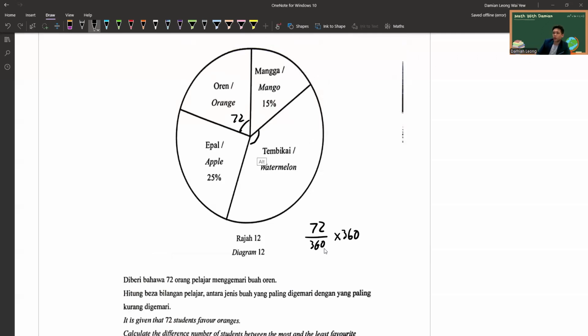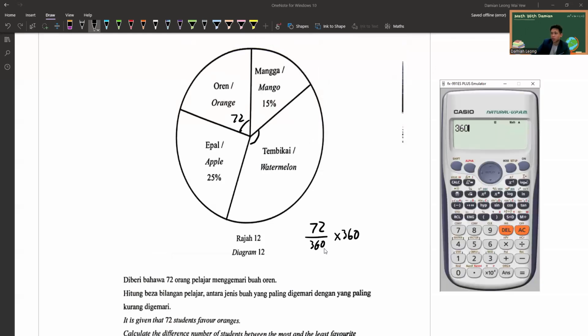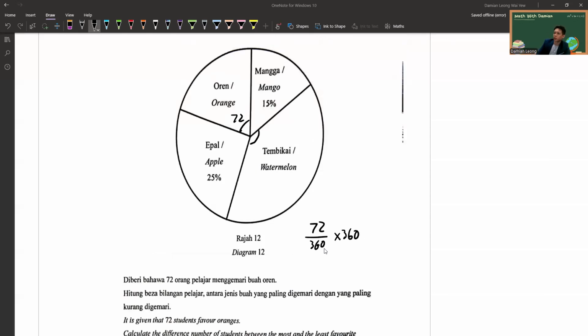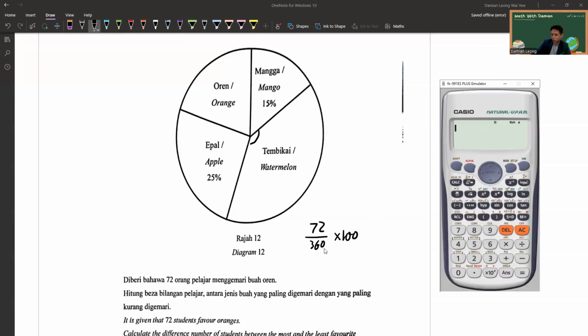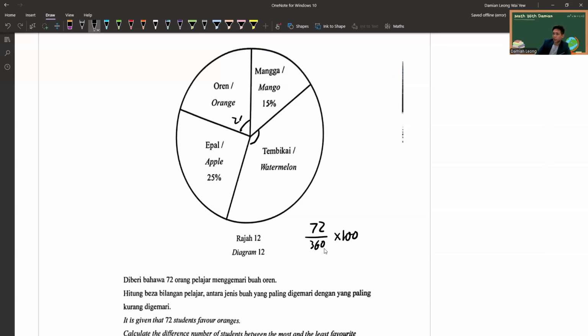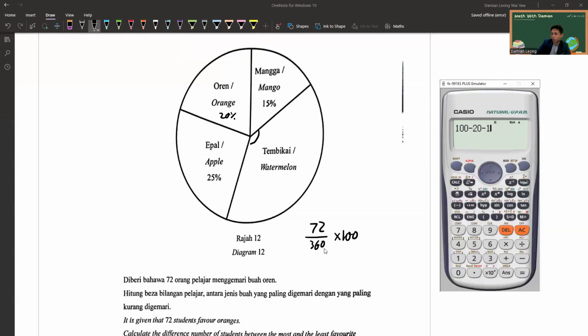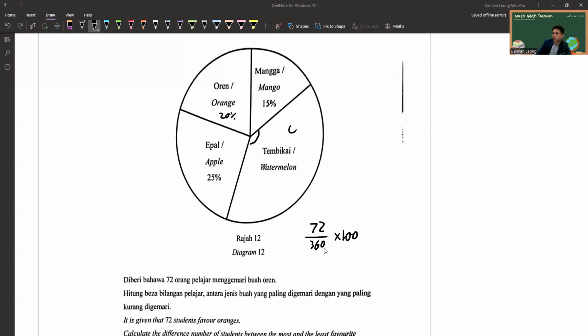So it means the angle for watermelon would be 360 minus 72. Sorry, my bad. This is in percentage. So I times 100 to change to percentage. So 72 over 360 times 100, 20%. Means for the watermelon would be 100 minus 20 minus 15 minus 25, 40%. Yeah.